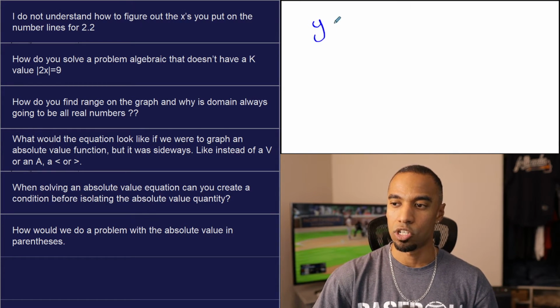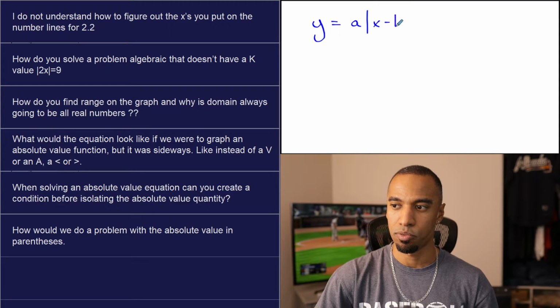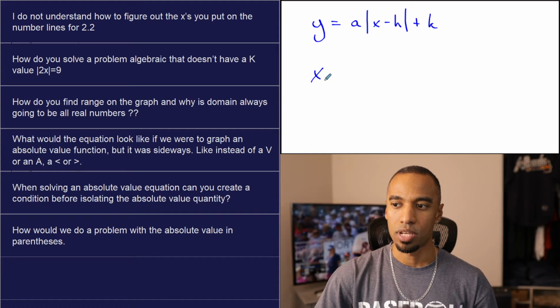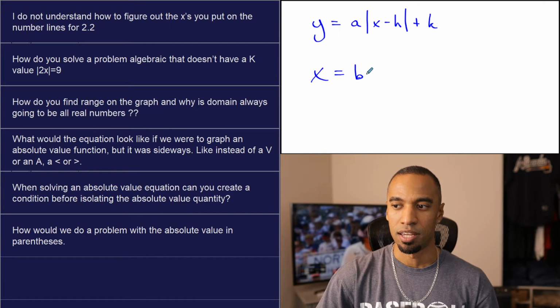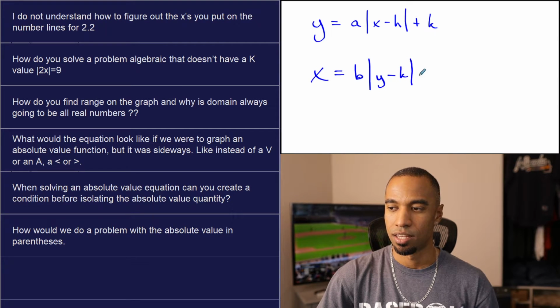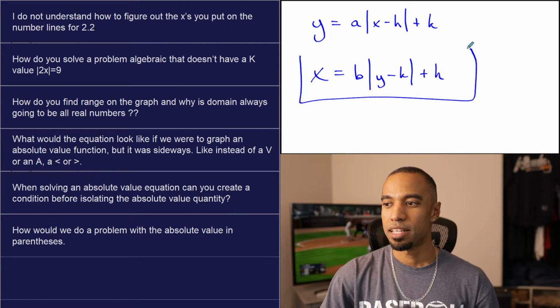But instead of my equation being y equals a times the absolute value of x minus h plus k, and this isn't going to be perfect, so I'm going to use different letters, I would use an x. X equals, I'll say b, as a horizontal stretch factor. B times the absolute value of y minus k plus h. There you go. That's how you do it.